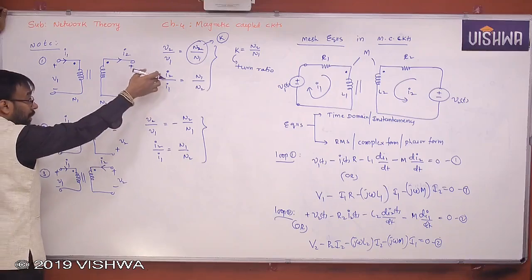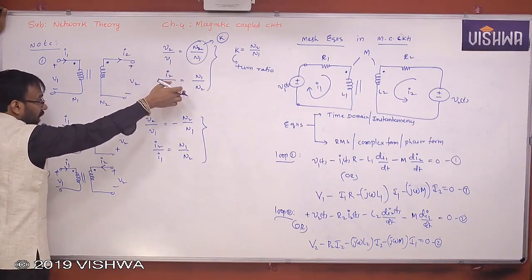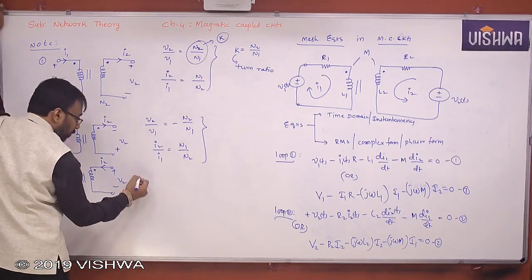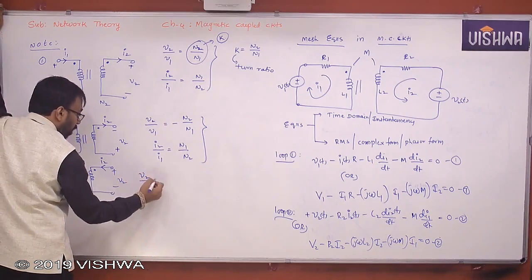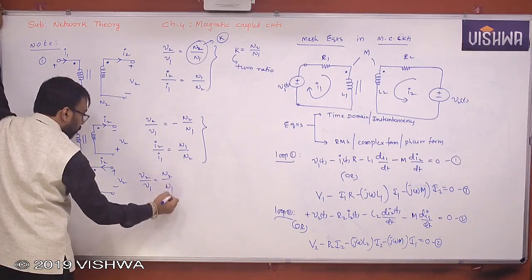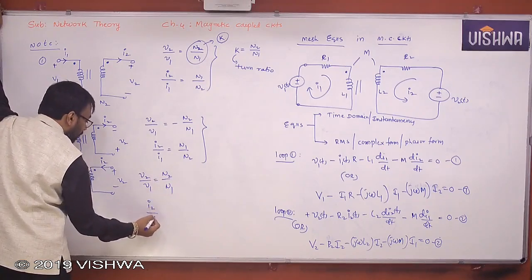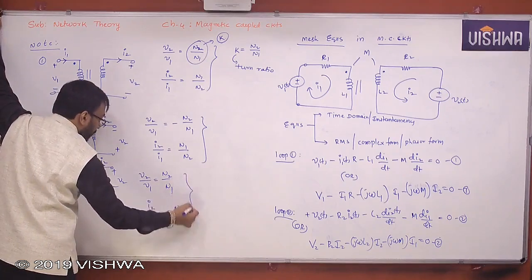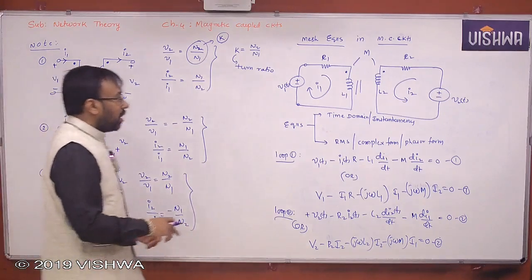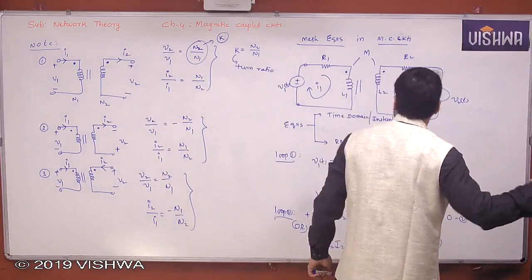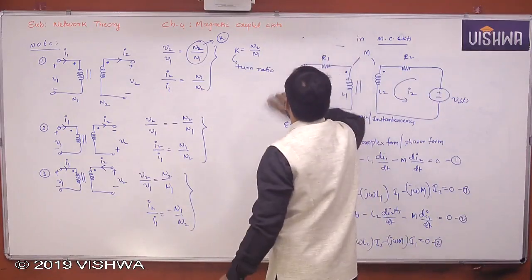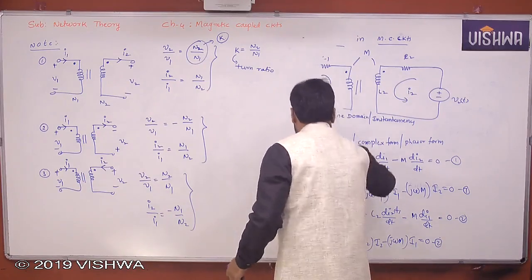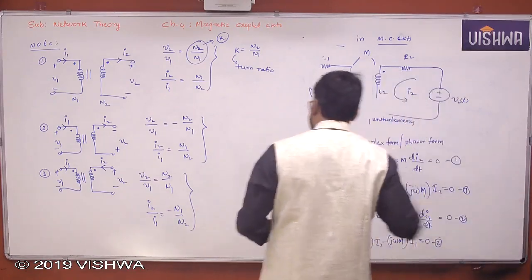That means minus I2 by I1 is equal to N1 by N2. Finally, I2 by I1 is equal to what? Minus N1 by N2. So, V2 by V1, there is no problem, N2 by N1. But I2 by I1 will become minus N1 by N2. That's it. Clear all of you? Fourth case, you can see.